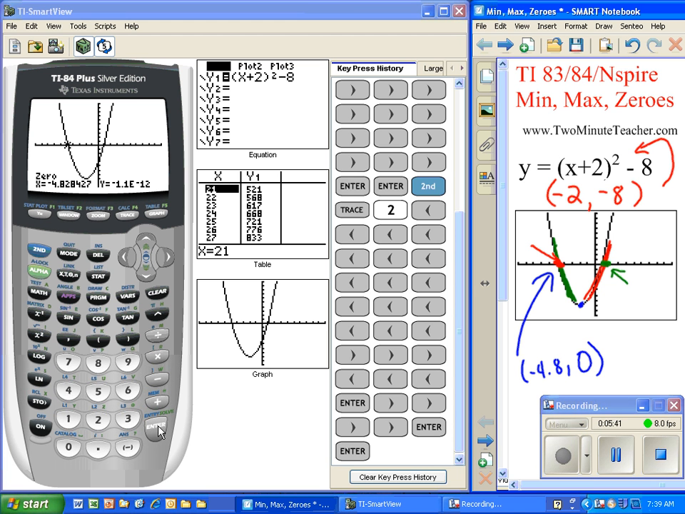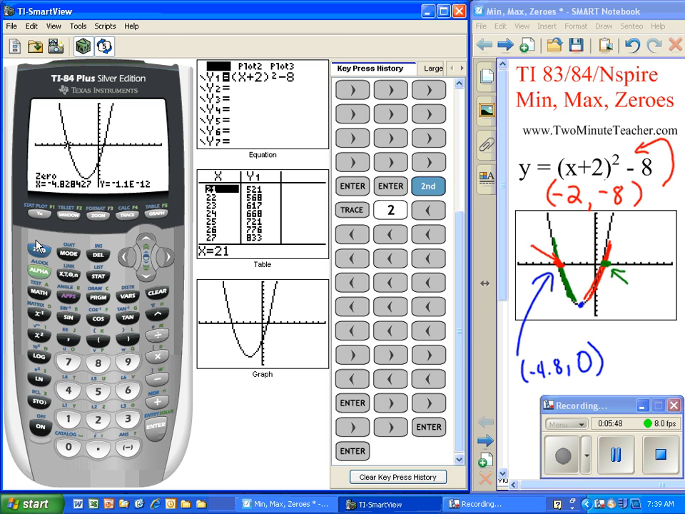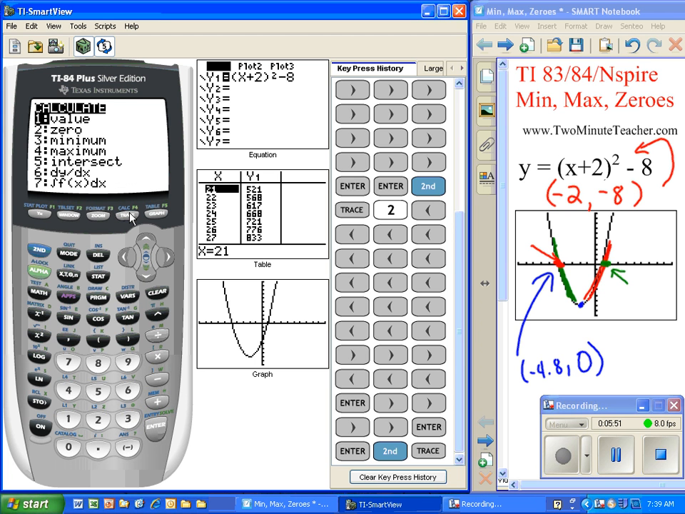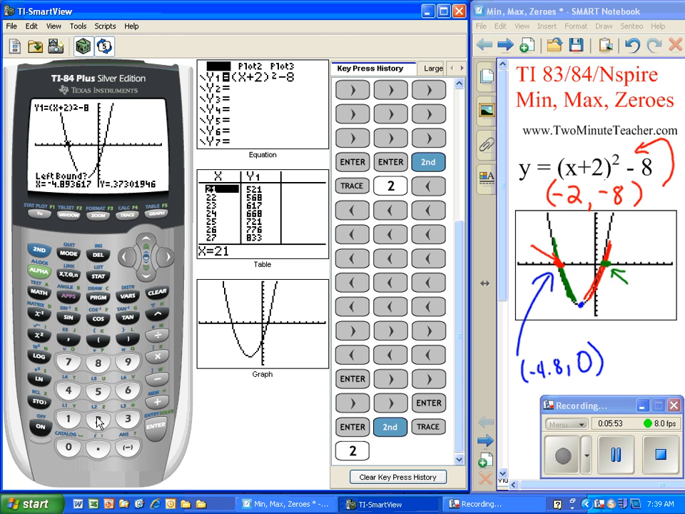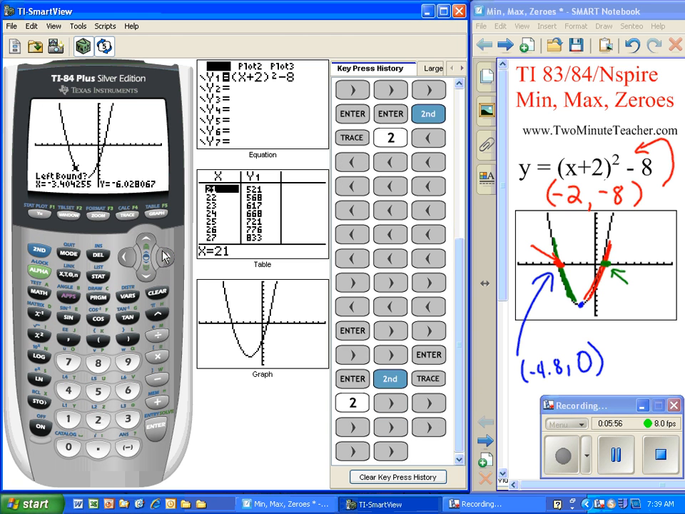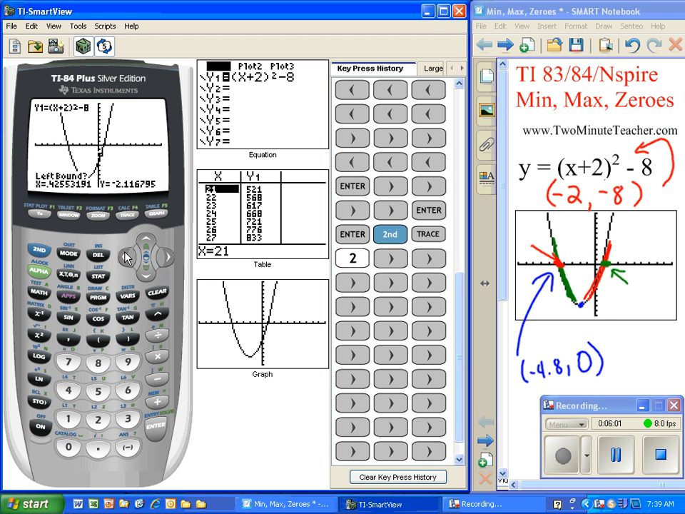I'll just do one more, give you that idea of how to do this. I'm going to do the zero that's on the right. And so I'm going to ask it to calculate again. So I go second, calc, and I'm looking for the zero, which is 2 there. And then I go just to the left of my zero and then hit enter. And then I go just to the right of my zero and I hit enter. And then it says guess, and I hit enter one more time. And now it brought me to the spot where it touches the x-axis. That's the zero. And this one's at about 0.8 comma 0.